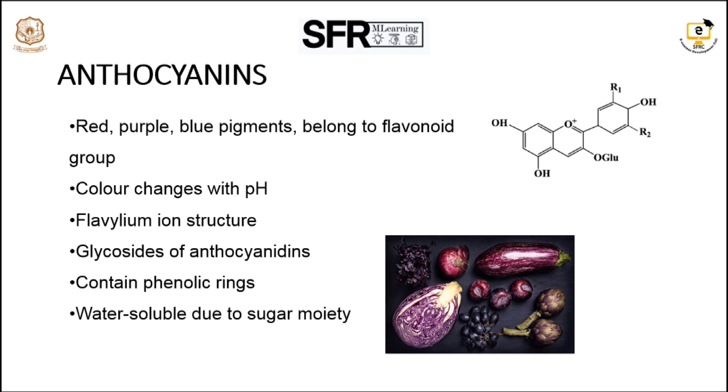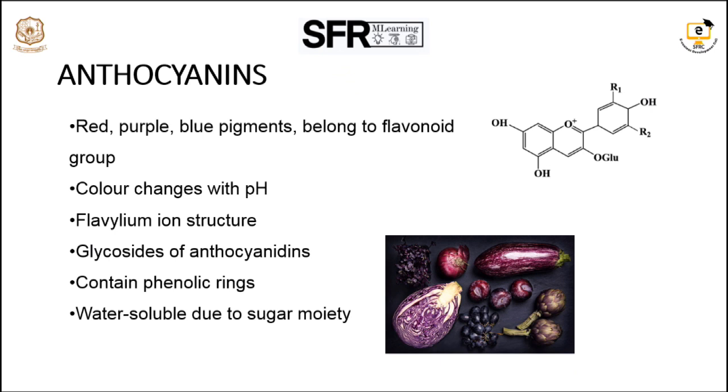In the anthocyanins, these pigments are responsible for the red, purple, blue colors in the fruits and vegetables. This category belongs to the flavonoid family, the flavonoid group. The color often changes with changes in the pH.